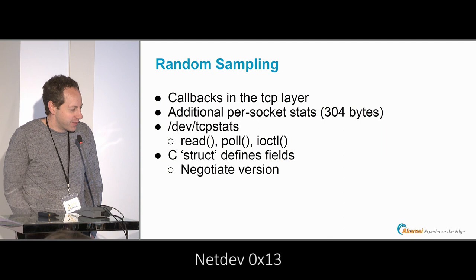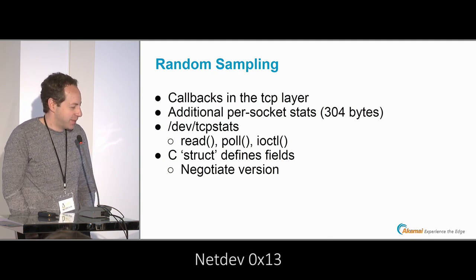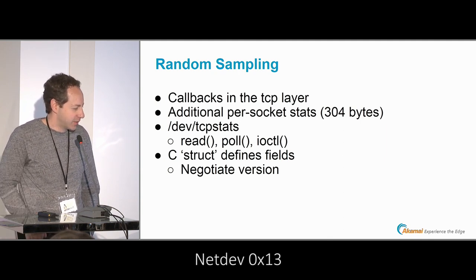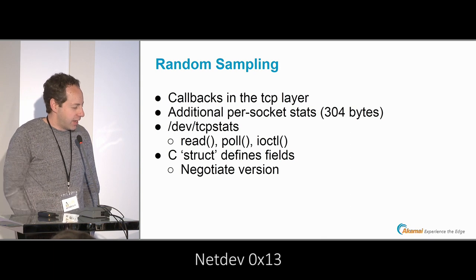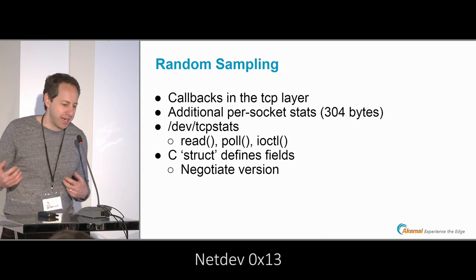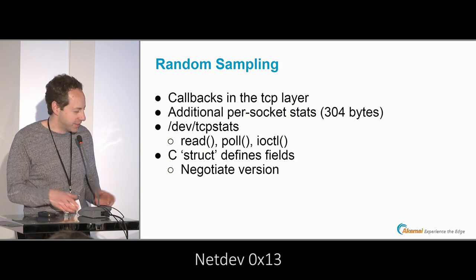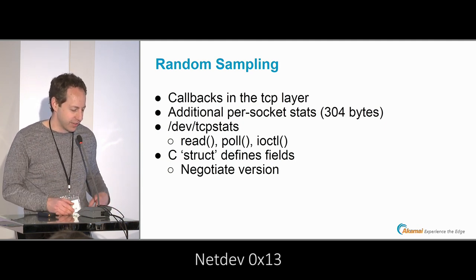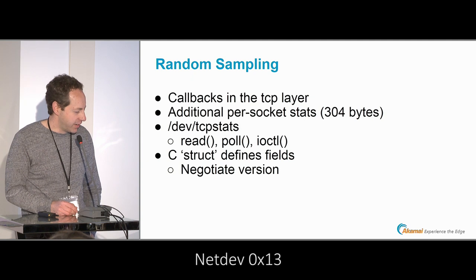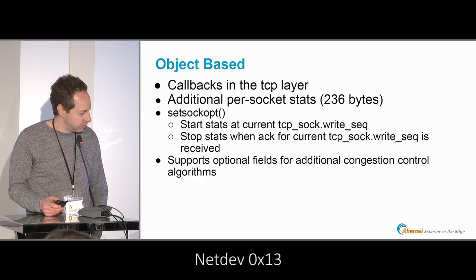And then the way we read it is we have a dev TCP stats, just a character device, which we can read and pull. And we also have this forward-backwards compatibility issue around TCP info. We have the same thing where the user space and the kernel can agree on a version and output that. It's not super interesting.